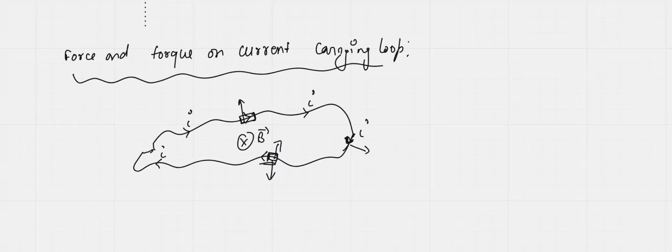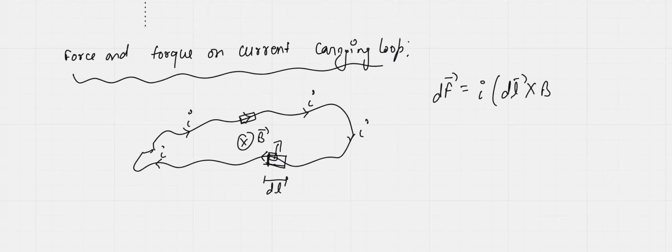So I can simply say, if I take a small component having length dl, what is the force on this? dF will be nothing but, current is the same in the whole loop, so what you are left with is I dl cross B. This is something you are going to get. Makes sense. So what is the net force you are going to get?